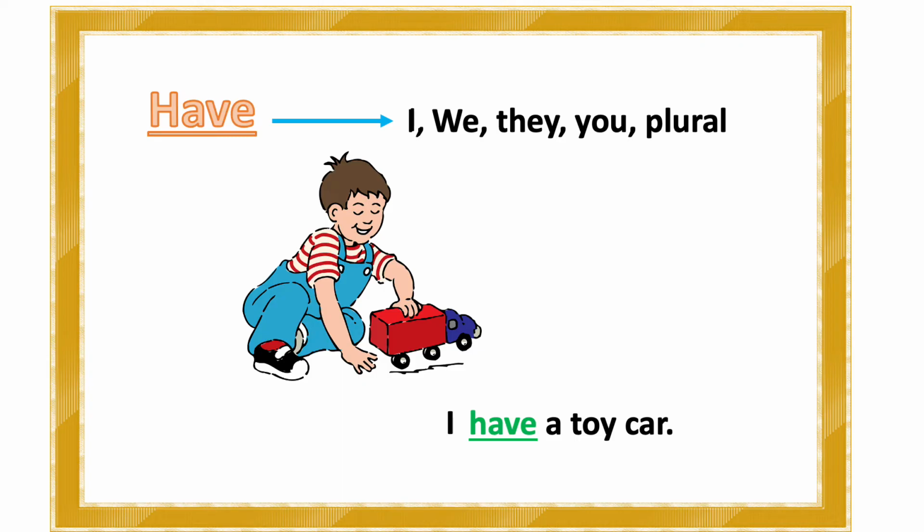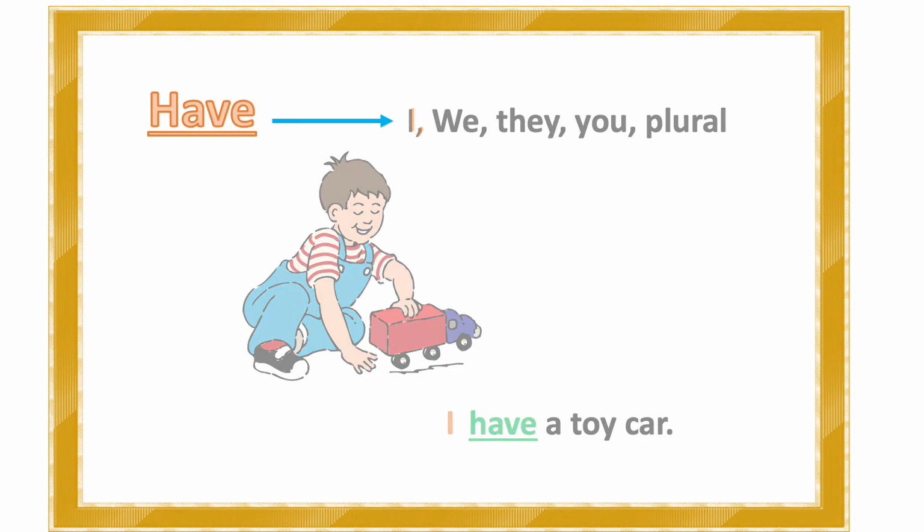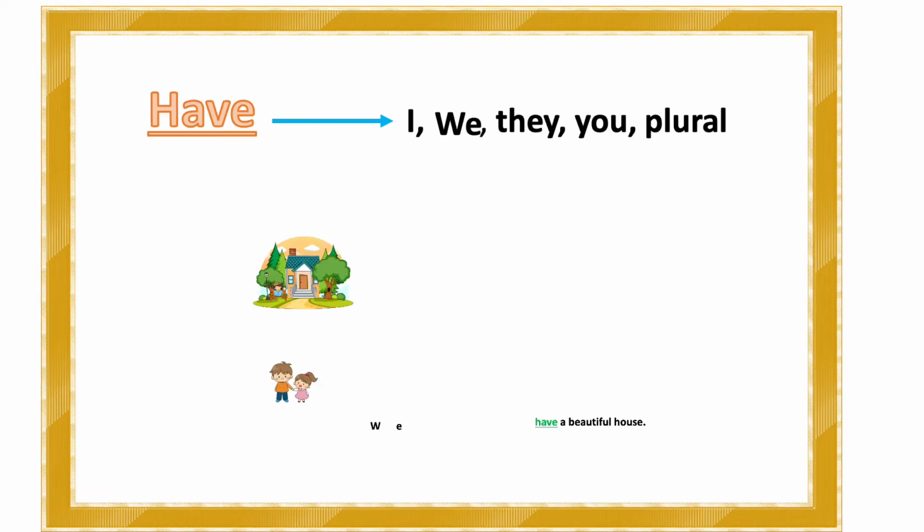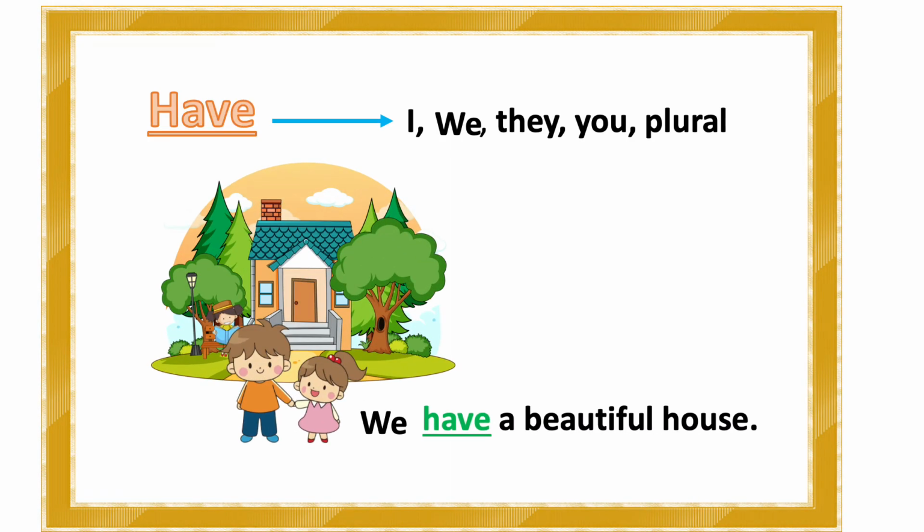I have a toy car. I goes with the rule have. We have a beautiful house. With we, we are talking about many, so we use have.